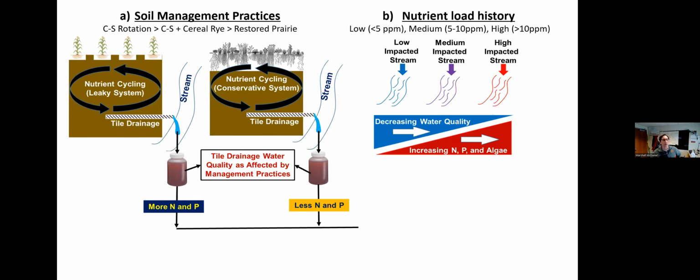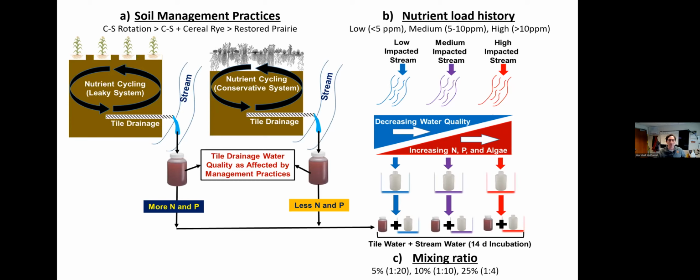Then we took those sources, the corn soybeans, corn soybean with cereal rye, and restored prairie, and mixed them with 3 stream waters: a low impacted stream, medium impacted, and high impacted, meaning that there was already a history of pre-existing nitrogen, phosphorus, likely more eutrophied too. And then we mixed those in 3 mixing ratios. So that is our third factor, at 5%, 10%, and 25%, or a 1-to-4 ratio.